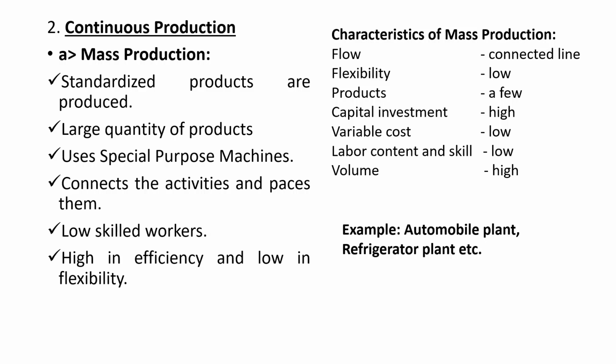So characteristics of mass production: flow is connected line, flexibility is low, products are few, capital investment is high, variable cost is low, labor content and skill is low again, and volume is high because we are producing standardized products with the assumption that products will be sold in the market. So standardized products are produced in volume and they are made to stock. Example of mass production can be automobile plant, refrigerator plant, where large quantity of standardized products are produced and made to stock.